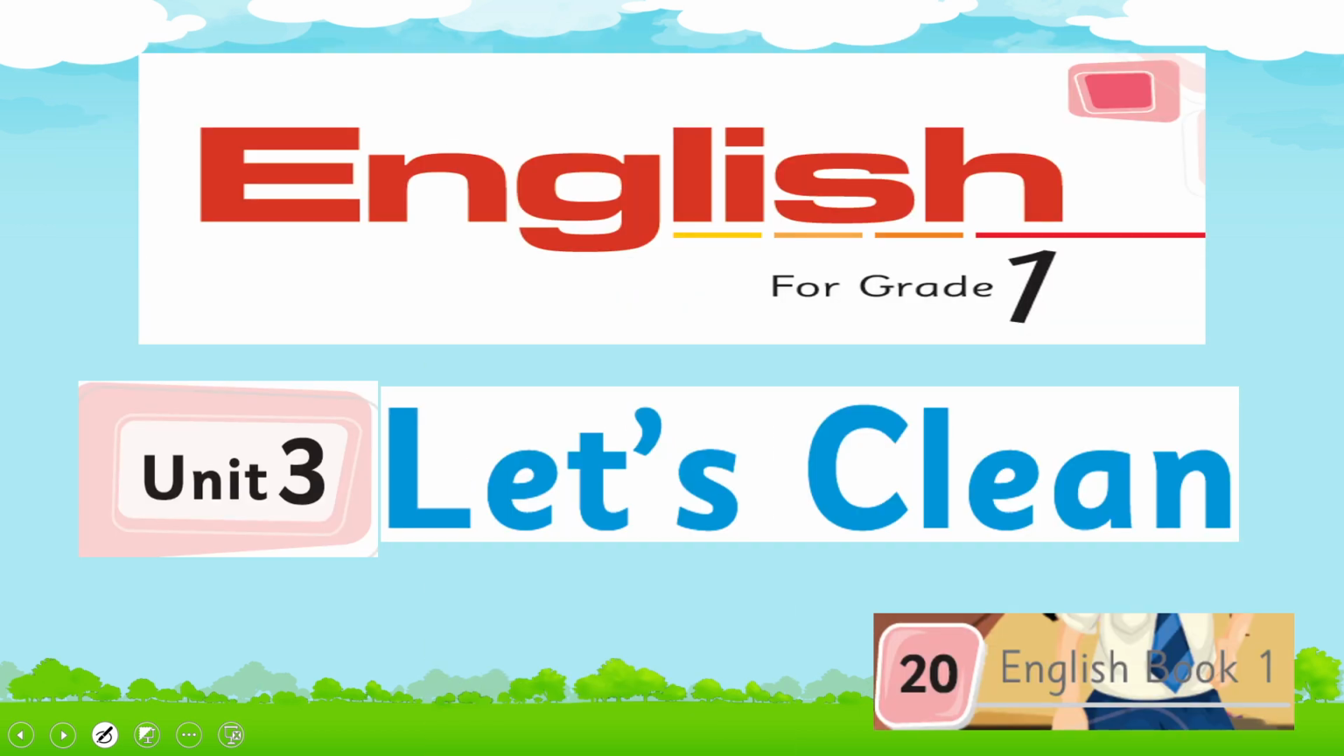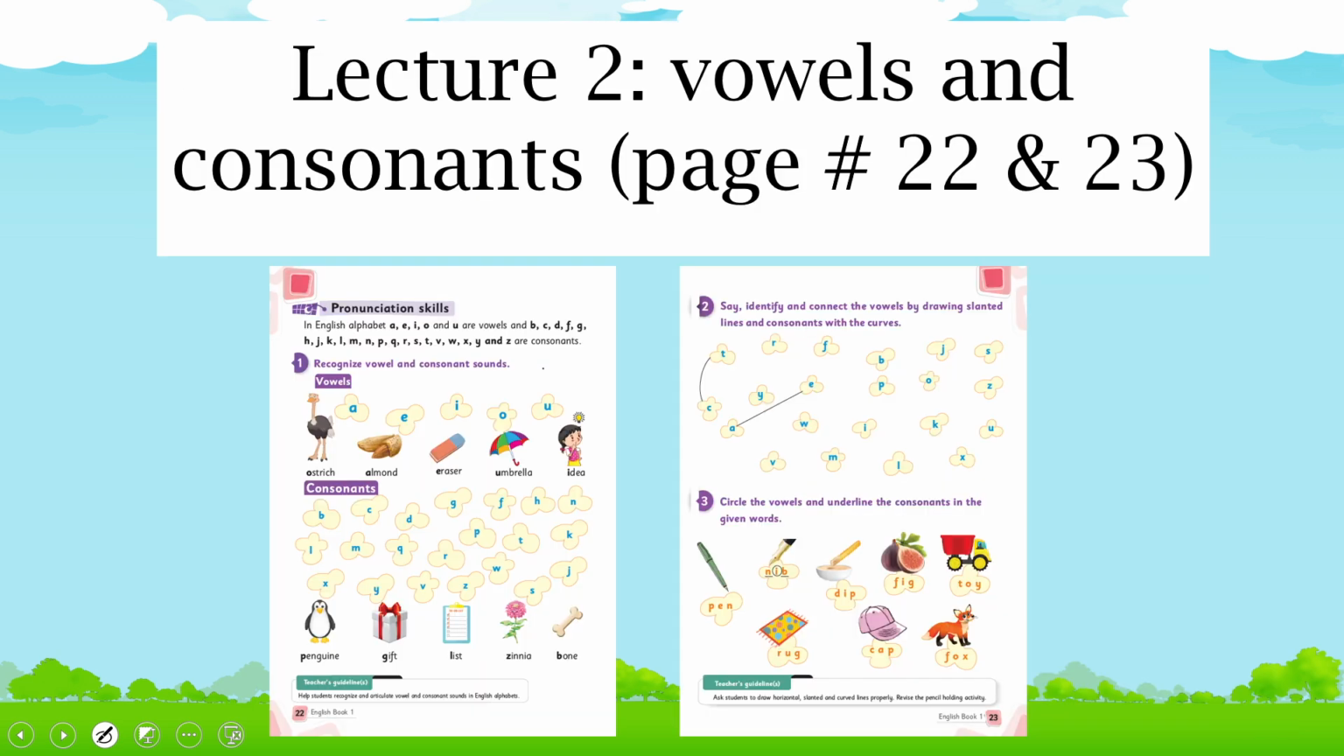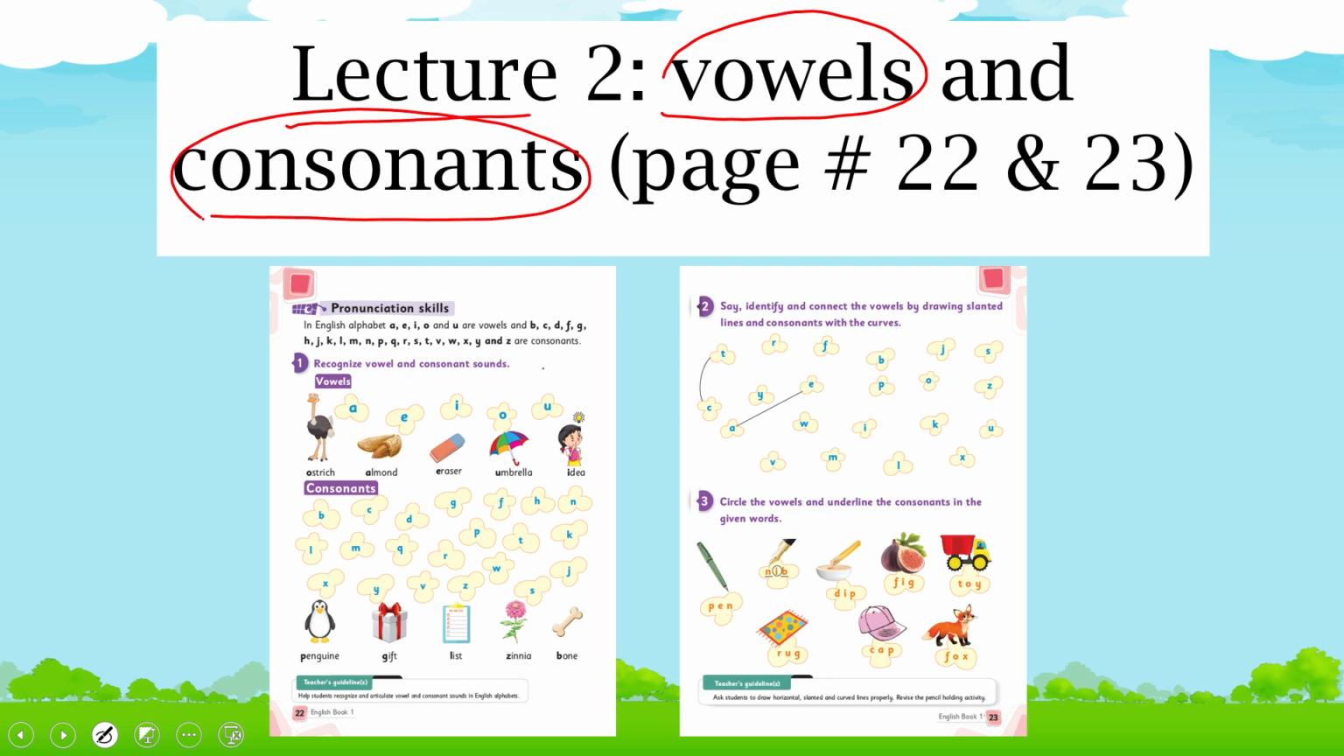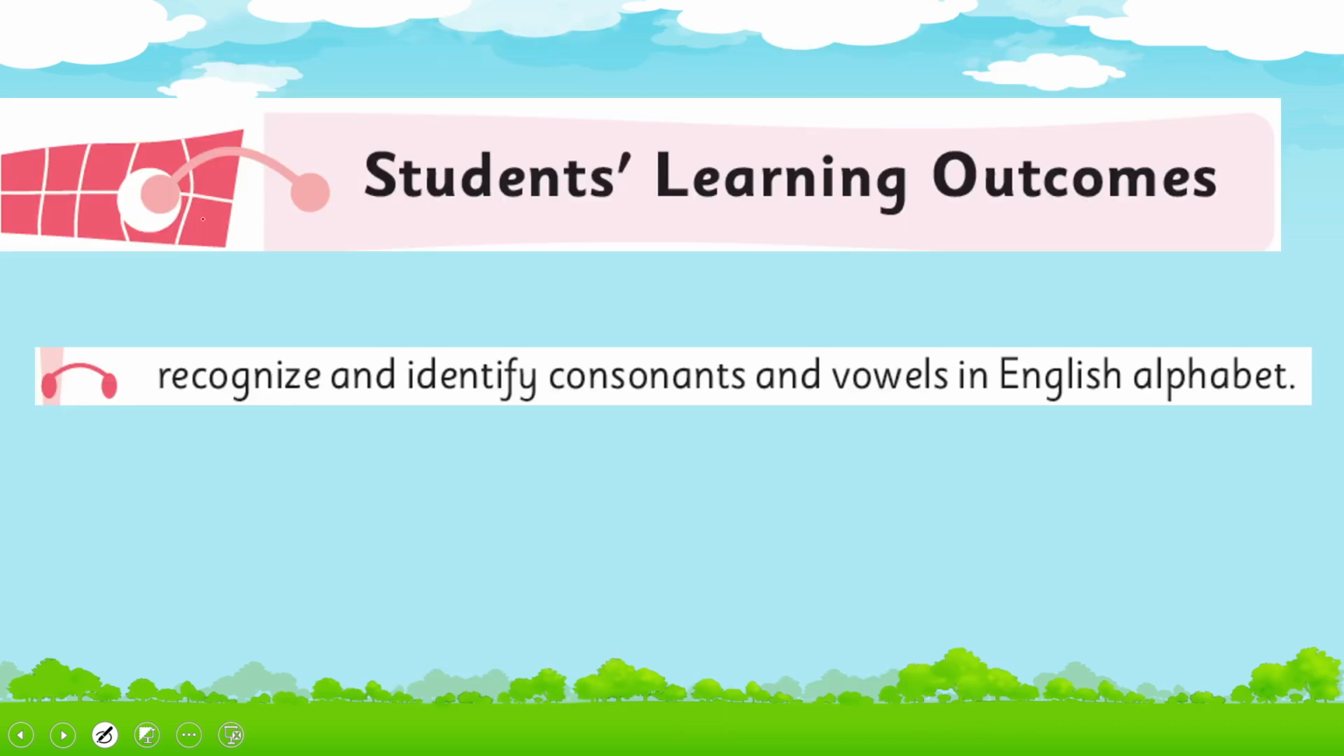In your previous class, English for grade 1, unit 3, lecture number 2, I have taught you about vowels and consonants. I hope you remember. And again, today's SLO is to recognize and identify consonants and vowels in English alphabet.